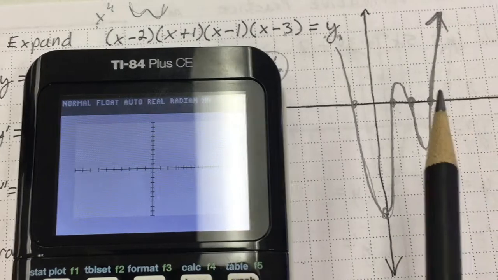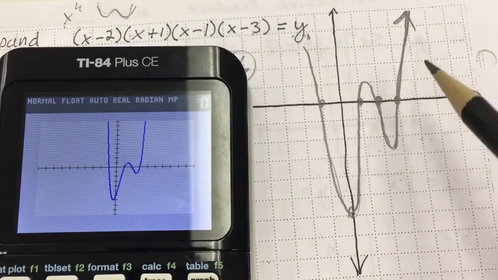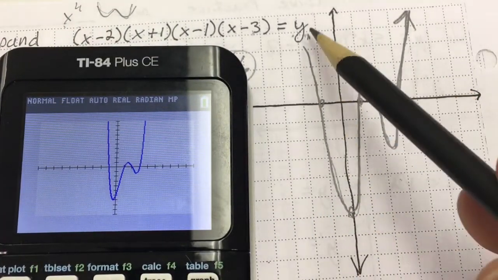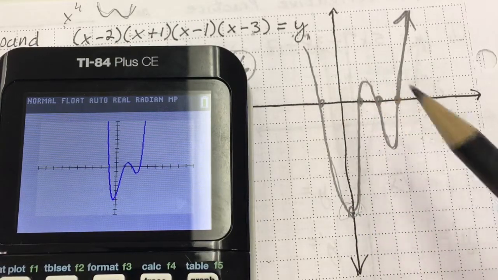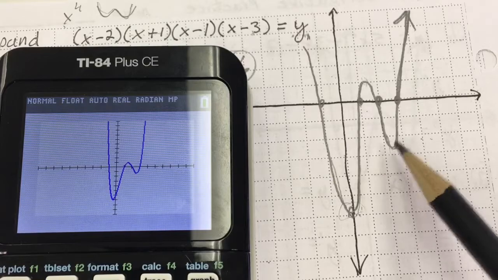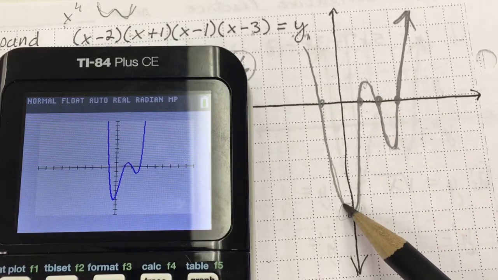And I hope this graph matches sort of my graph over here. And yes, it does. Not exact, but I just did a rough sketch. I do know that this is going to be a minimum. I do know that this is going to be a local max. And I do know that this is going to be a local minimum. Okay, relative min, relative max, relative min. It's x to the fourth, 2 bumps.